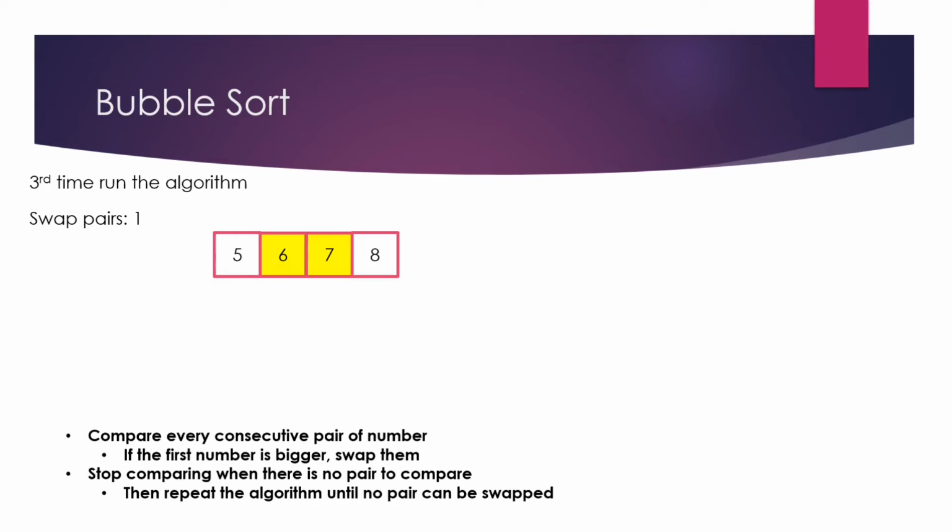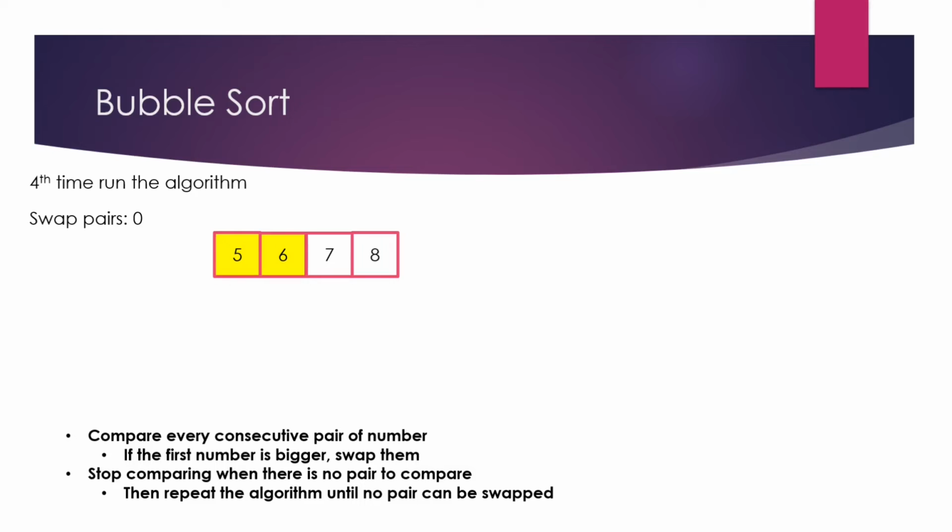Now we move to the next pair. 6 to 7, and 6 is less than 7, so you don't swap them. And 7 is less than 8, so you don't swap them. And next to 8, there's nothing left, so we've reached the end, and you're going to repeat the algorithm. The condition "no pair can be swapped" is false, because the swap pair is 1 right now. It's not 0. So we're going to repeat the algorithm for the 4th time.